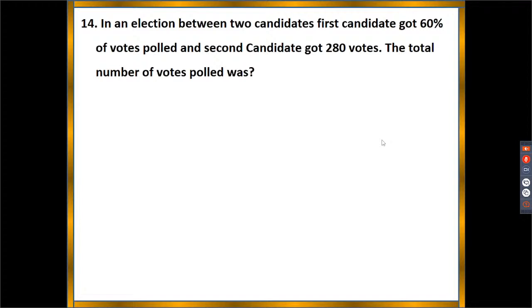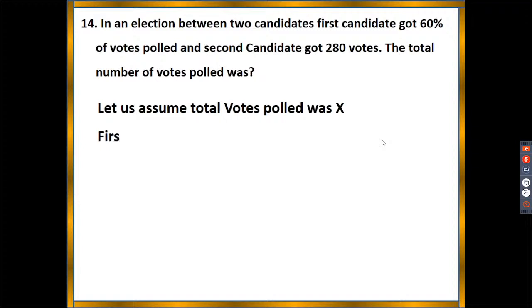So there is no problem here with valid or invalid. Let us assume the total votes are X. Out of X, one person gets 60% and the remaining 40% is for the other candidate. But the second candidate got 280 votes, which is equivalent to 40% of X. So 40% of X is equal to 280. Then what is the value of X? Do it fast.